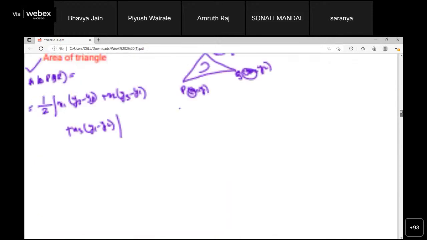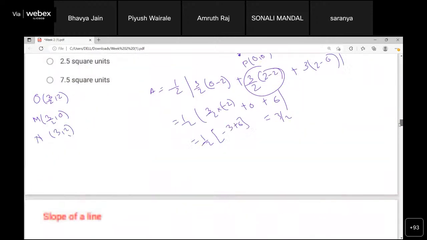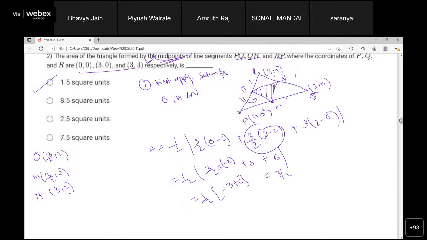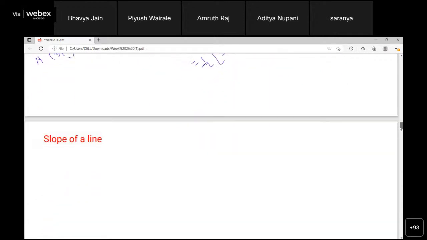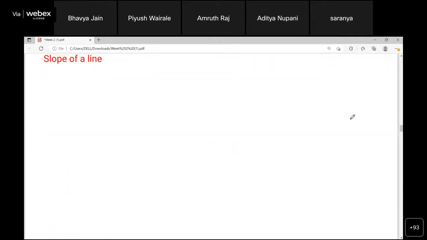Okay. Any doubt in this part? Section formula and area of a triangle. Okay. Great. So now we'll move on to the slope of a line.